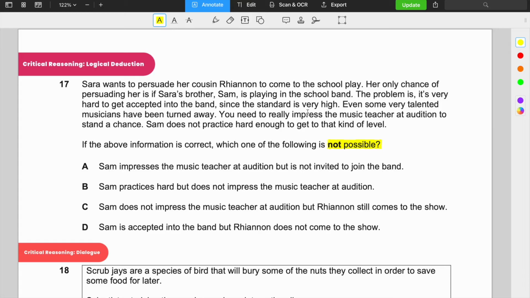So first of all, we have a series of logical statements, okay? So I'm going to underline them for you guys. The first one is this: her only chance of persuading her to come is if her brother, Sam, is playing in the school band. Okay, so what is this statement saying? It's saying that for Rhiannon to come, Sam must be playing in the school band. So this is a necessary condition. Sam playing in the school band is a necessary condition for Rhiannon to come.